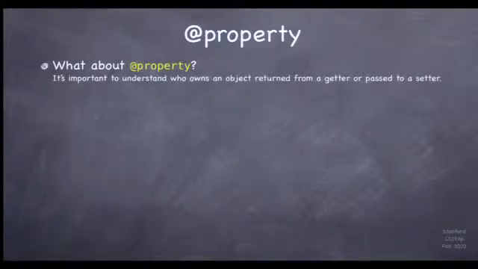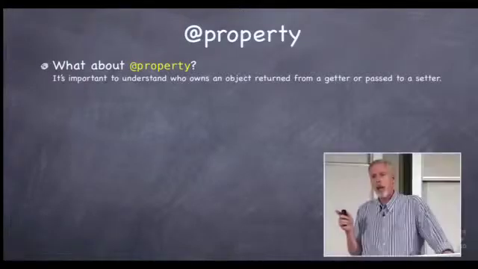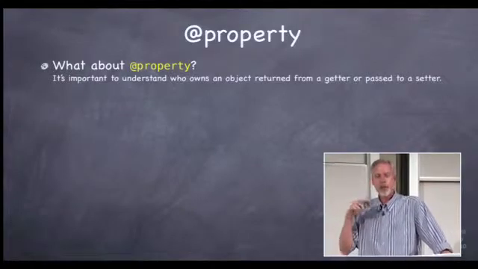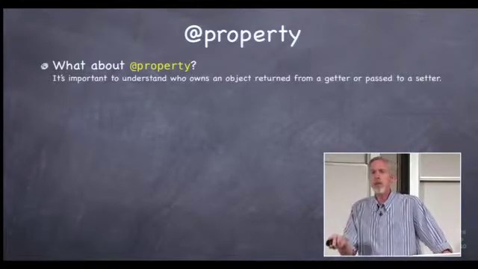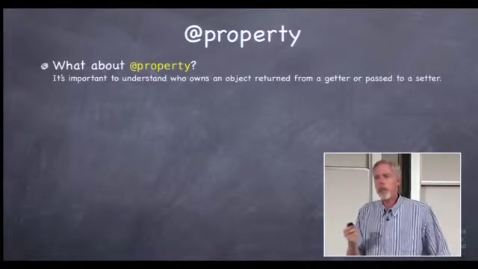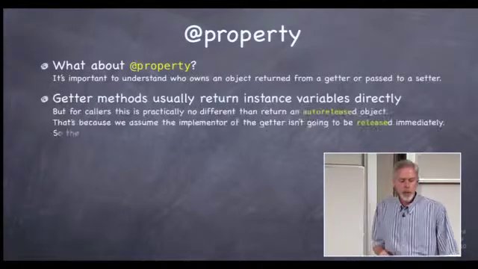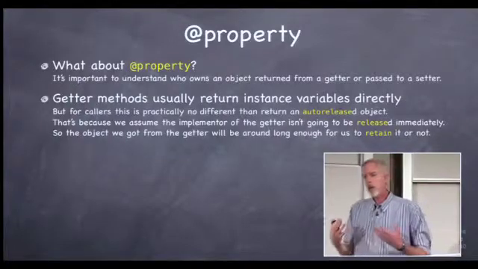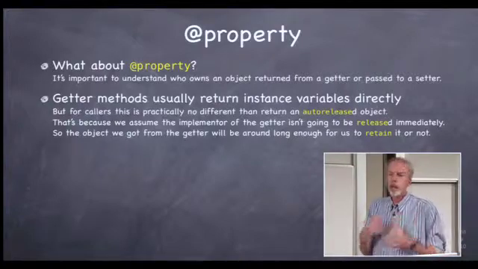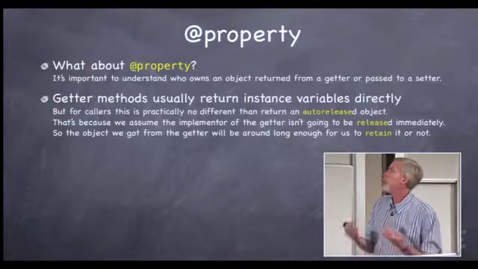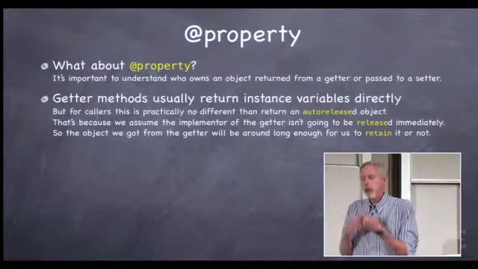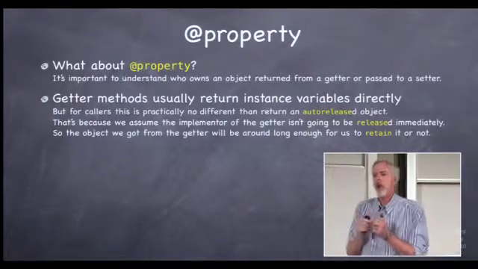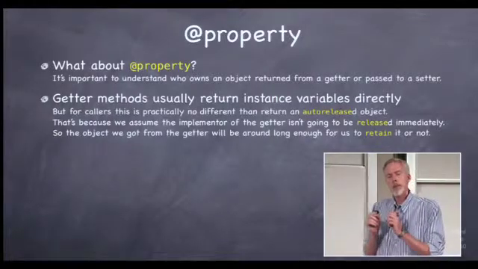Okay, @ properties. There's some special memory allocation consideration with @ properties, because you have to understand who owns an object that's returned from a getter or that you pass in as an argument to a setter. You want to be a little bit careful about who owns this. Getter methods usually return instance variables directly. Not always, especially read-only getter methods sometimes calculate something they're going to return. But when they return things directly, usually you're not going to retain them an extra time and autorelease them. Sometimes you might, though.